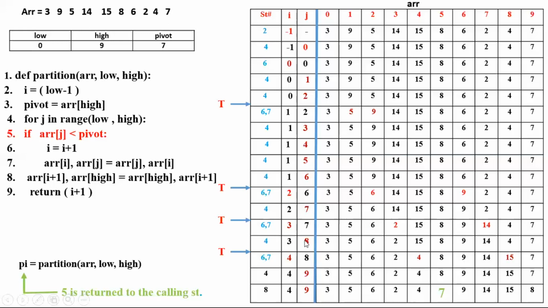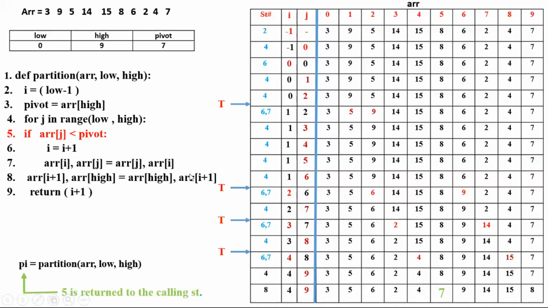Again, we increment j, 8, and we compare 4 with 7. Since 4 is less than pivot 7, we increment i and we swap array sub 4 with array sub 8. Here 4 and 15. Again, we increment j. Since j is 9, we exit the loop and go to statement 8.